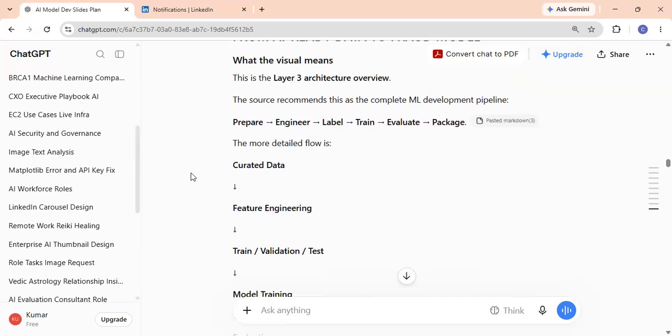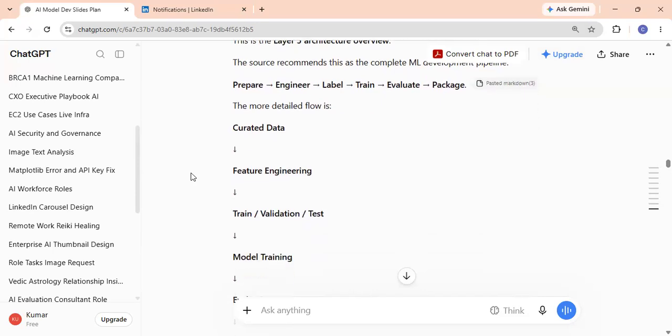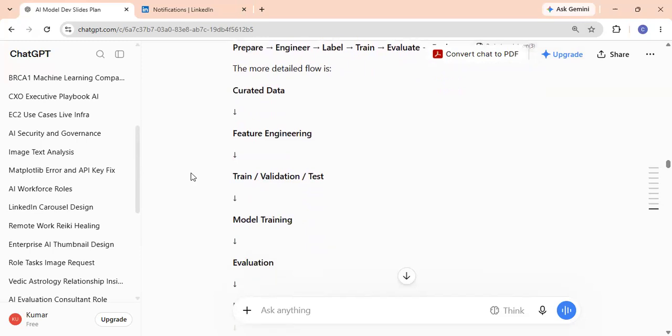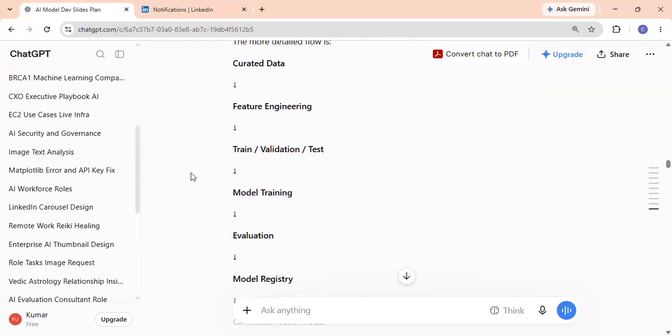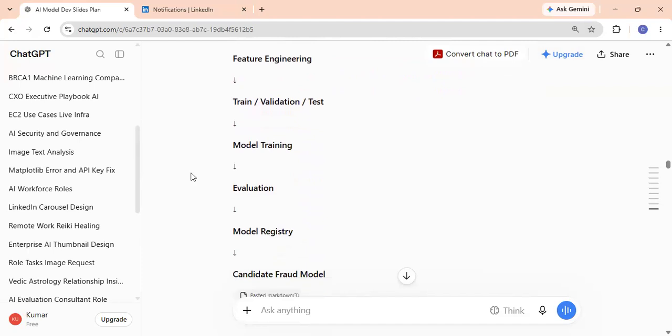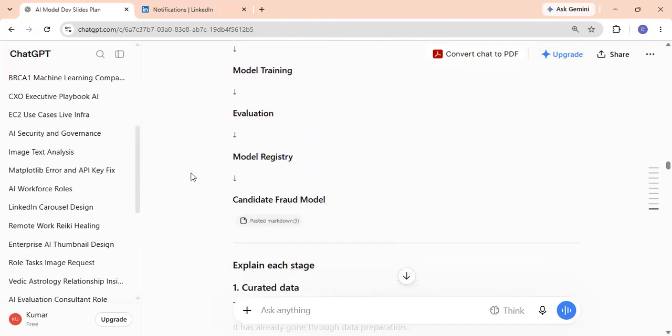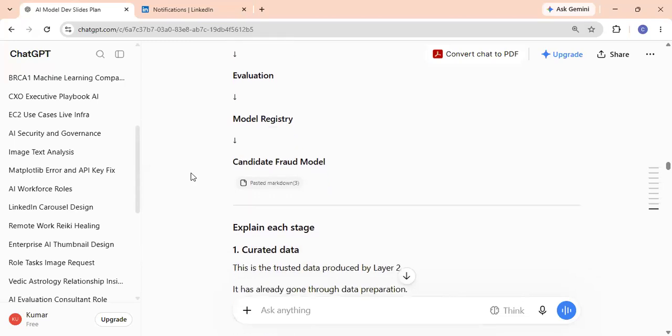The more detailed flow is curated data from layer 2, then feature engineering, where features are identified in the data sets themselves, then train, validation and testing is done in layer 3, then model training is done, evaluation is done, model registry is done. Registry is nothing but you are versioning that model, right? In the version control, you are saving the files. And then the candidate fraud model is ready, right?